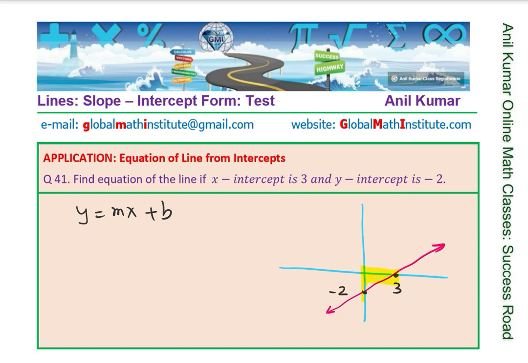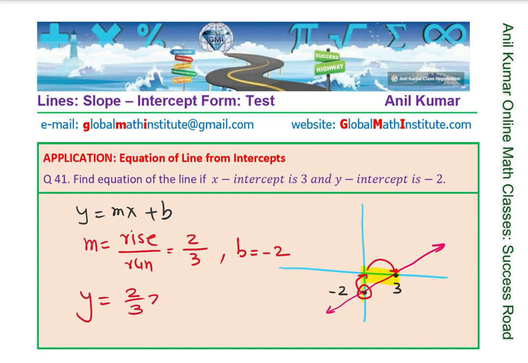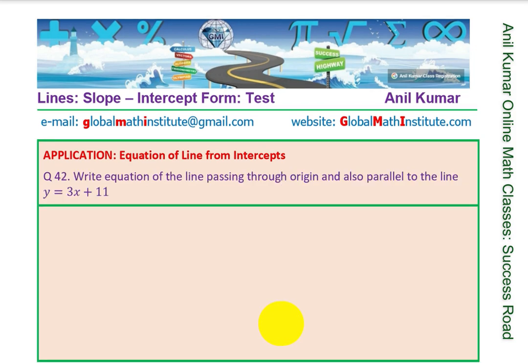You can see very clearly from here that slope m is rise over run, and without doing any calculations, rise of 2 and run of 3, right? So we can say 2 up and 3 right. And the y-intercept is given to us as minus 2, so we know the value of b is minus 2, and therefore y should be equal to 2/3 x minus 2. So I think it is absolutely clear. And this is the shortest way of finding this equation of the line. Let's move on and take the next question.